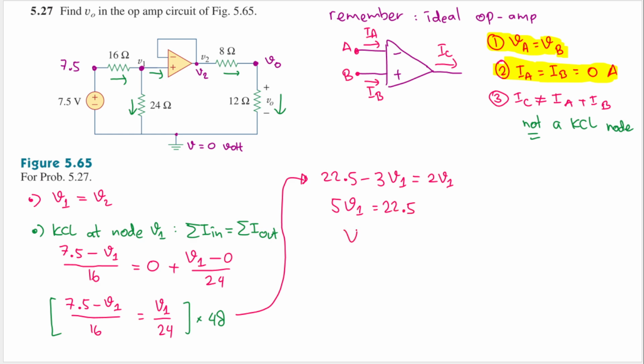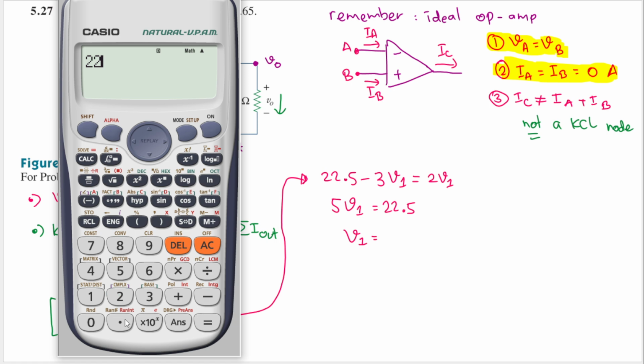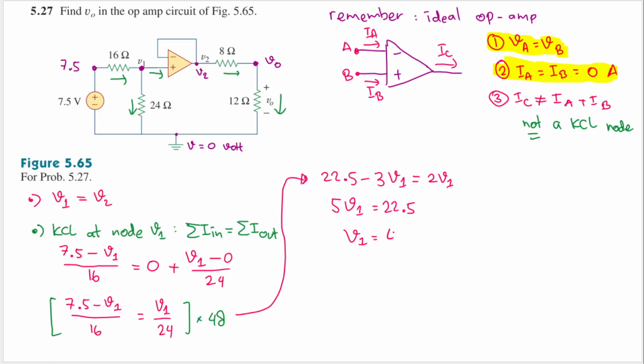And what is V1? I think we can get the result from here. Let's use the calculator. 22.5 divided by 5, and we will have 4.5. Okay, this is an important value here, V1. But then we can also find out V2, right? Because V1 is equal to V2. So the other important value is that V2 is also 4.5. Let's also highlight that.